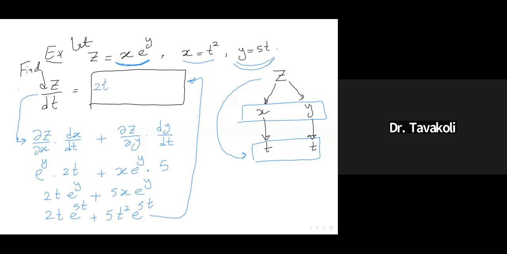2t e to the power of 5t plus 5t squared e to the power of 5t. I cannot combine these two terms because in the first term it is t and the other one t squared, so I cannot combine them. And you don't need to factor anything here. Of course, if we were able to combine them, we would have to combine. But factoring, no, there is no need to factor anything here. So that's the final answer for this example.